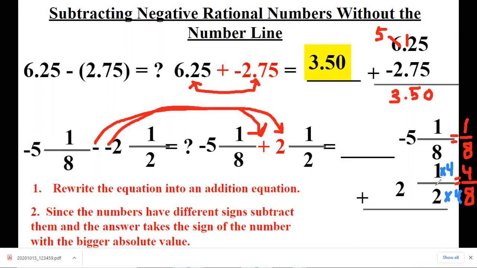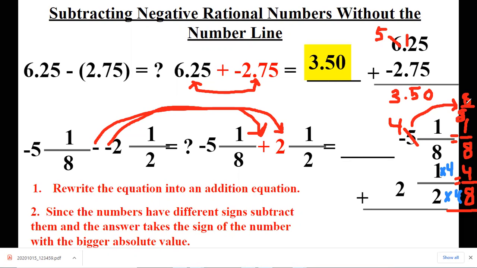Now I'm subtracting, right? So let's think about this. Can I take a 4 from a 1? No, I can't, right? So I have to borrow. I have to go over to the 5, the whole number, right? And make it a 4. And I'm going to bring 1 over to this side by the fraction side. So I'm bringing 1 over. However, I'm not going to call it 1 because it's fractions. I'm going to rename it as 8 over 8.